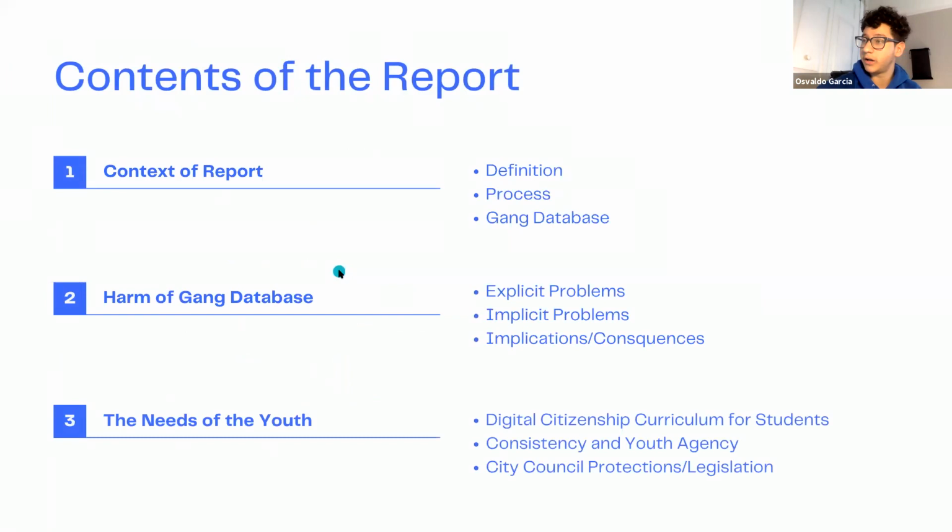So these are just some contents of our presentation. First, we're going to talk about the context of our report, definition, process, and gang database. Secondly, we're going to talk about the harm of the gang database: the explicit problems, implicit problems, and implications and consequences. And then thirdly, we're going to talk about the needs of the youth: digital citizenship curriculum for students, consistency in youth agency, and city council protections and legislation.